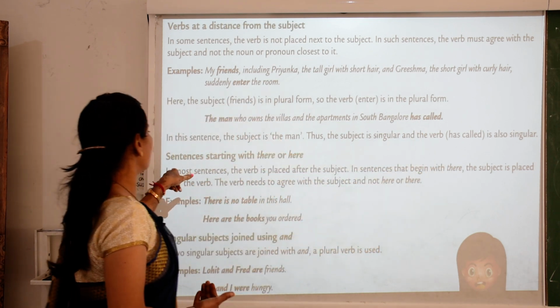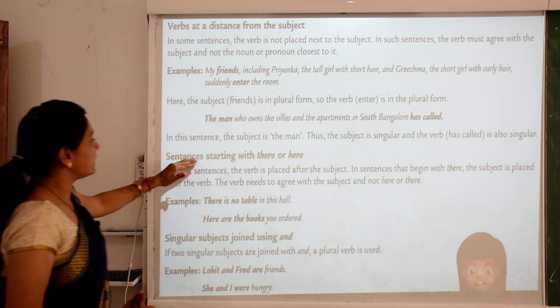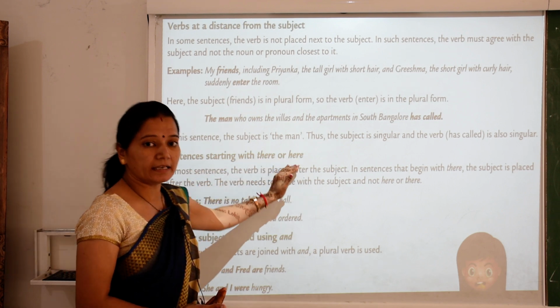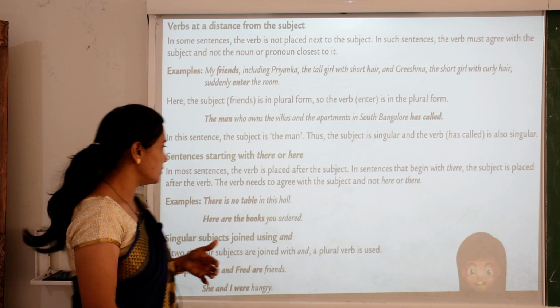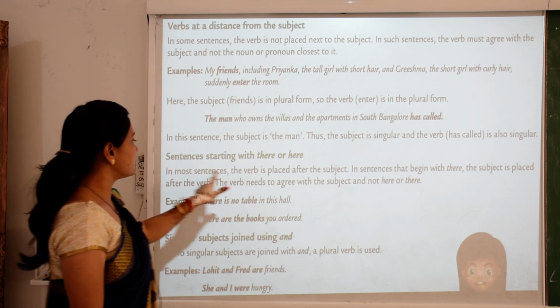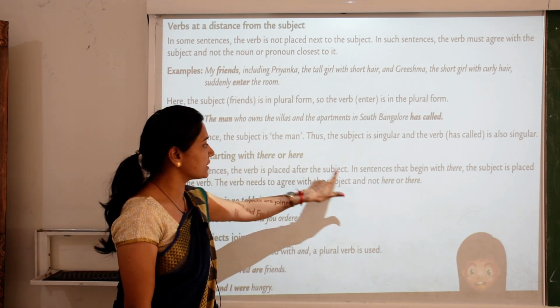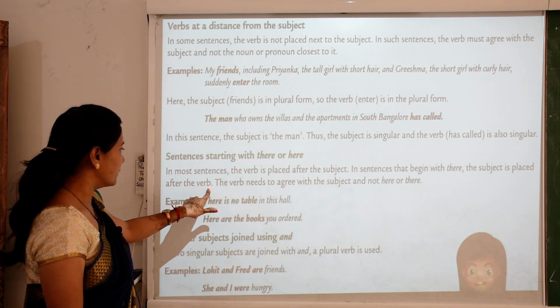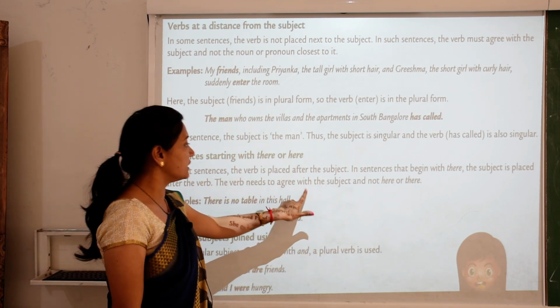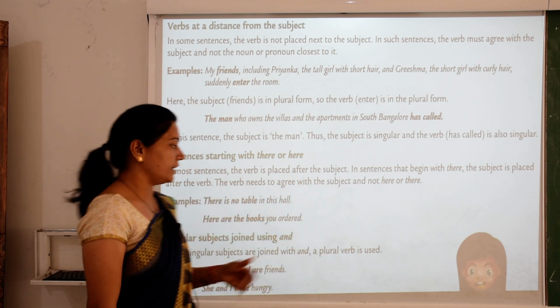So is also singular. Let's read the next: sentences starting with there or here. Okay, so if the sentence starts with there or here, what will we do? In most sentences, the verb is placed after the subject. In sentences that begin with there, the subject is placed after the verb. The verb needs to agree with the subject and not here or there.